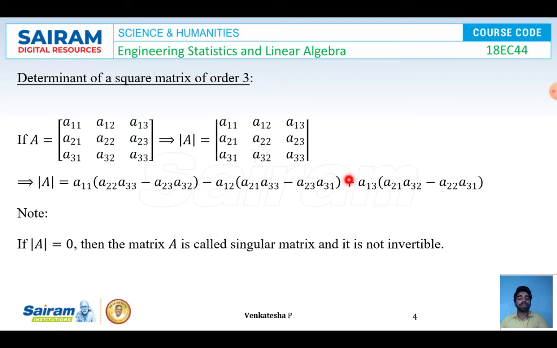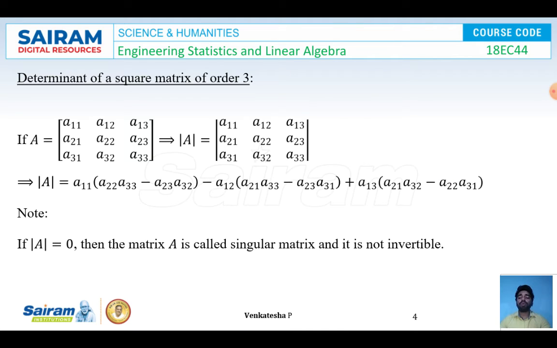Next is plus sign, into A13. While taking A13, I'm skipping the complete row R1 and complete third column. So I got the expansion A21 into A32 minus A22 into A31. So I got the equation like this, that is A11 into A22 A33 minus A23 A32, minus A12 into A21 A33 minus A23 A31, plus A13 into A21 A32 minus A22 A31.